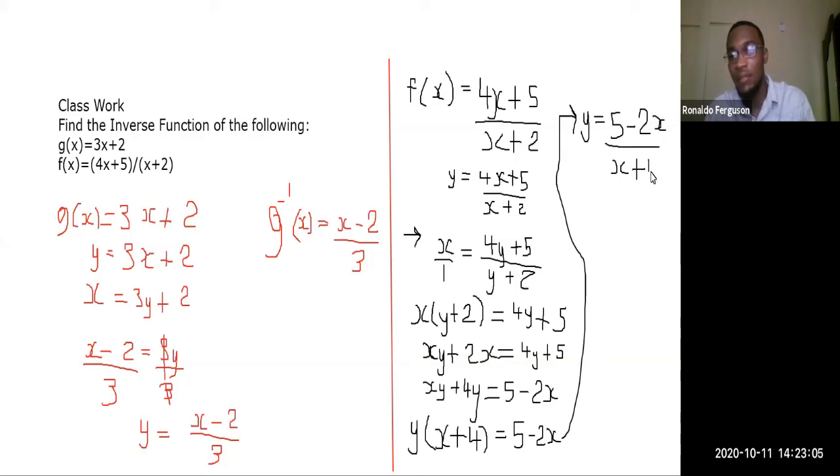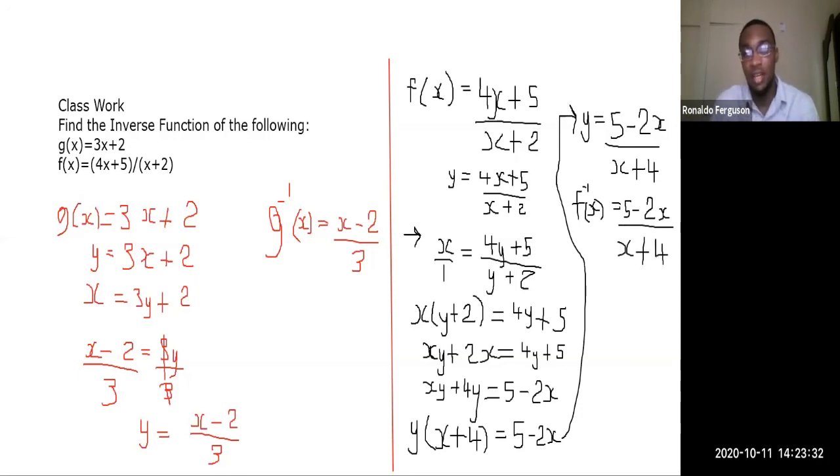Then finally, step 4 is to say that f inverse of x is equal to 5 minus 2x over x plus 4. F inverse of x is equal to 5 minus 2x over x plus 4. And that is f inverse of x. And that's how we find the inverse of a function.